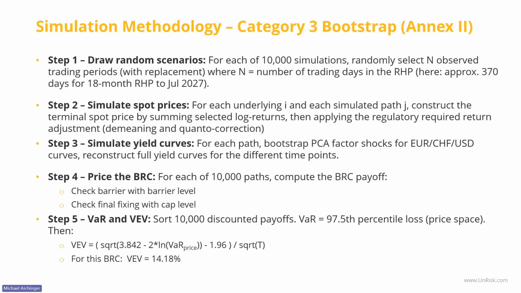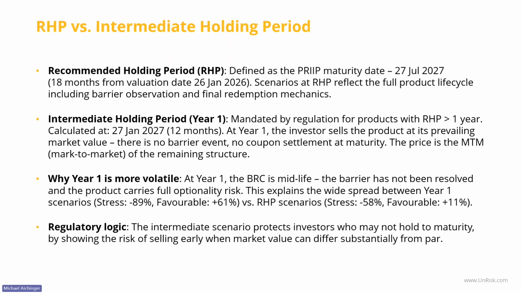For the scenarios, we do not discount, but we calculate the distributions at the respective date. So one year into the product, we take the respective percentiles into account. If we take a look at the recommended holding period versus the intermediate holding period, the intermediate holding period is also true for the one year scenario. The recommended holding period is defined at the PRIIP maturity date. The intermediate holding period is mandated by regulations for products with a recommended holding period of more than one year.